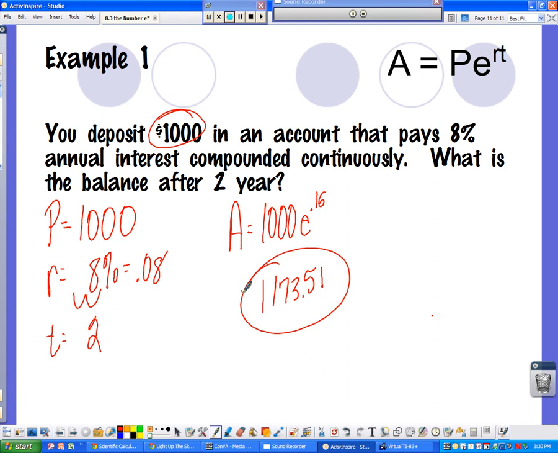All right, well, this concludes lesson 7.3. Again, I suggest you go ahead and do some of the practice problems. Once you're finished with the practice problems, then go ahead and complete the quick check.